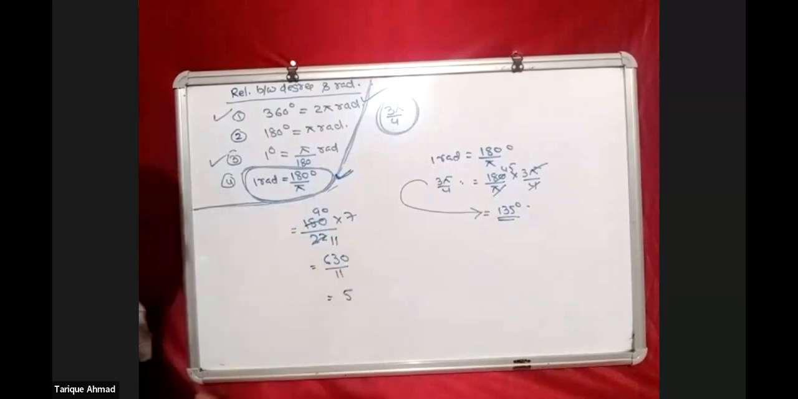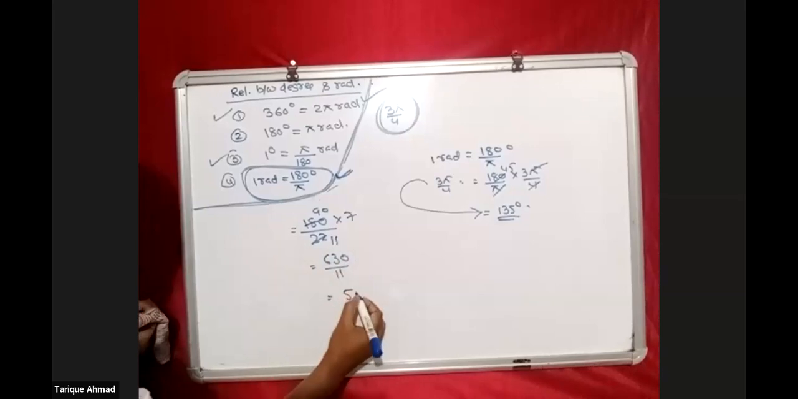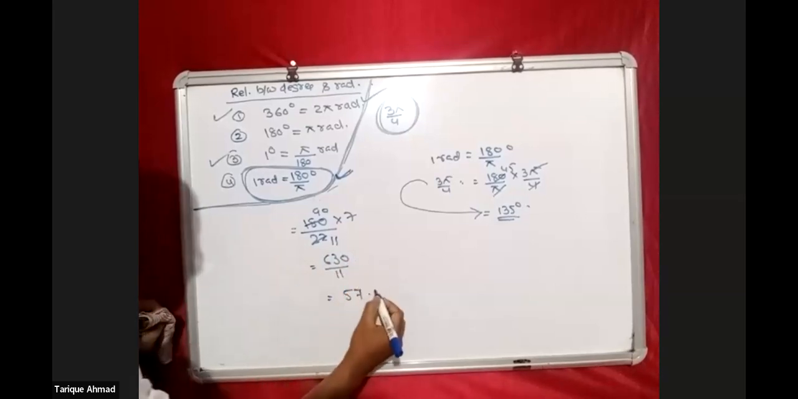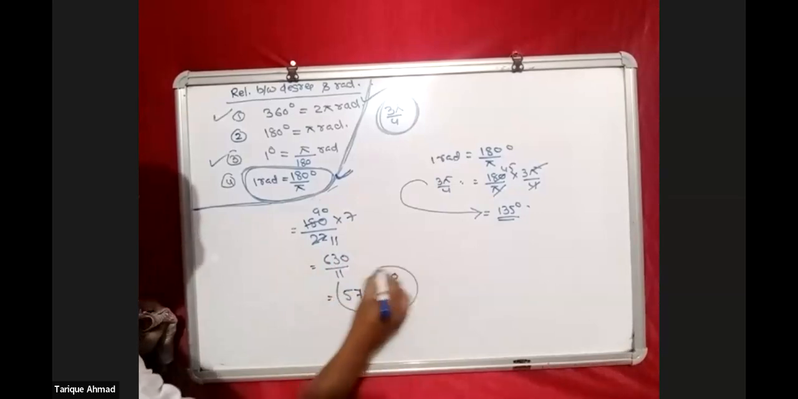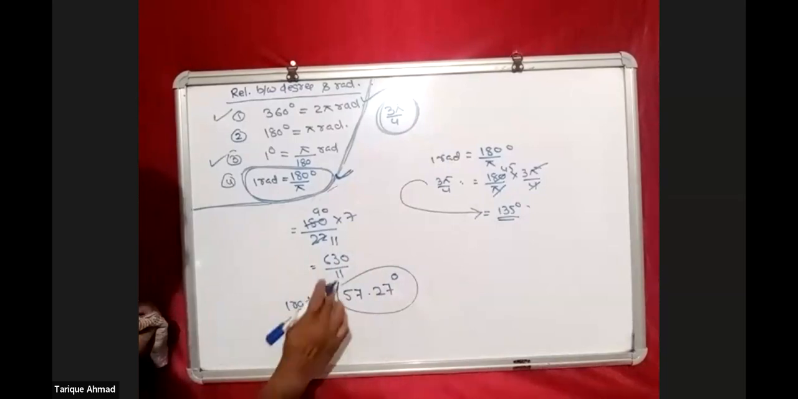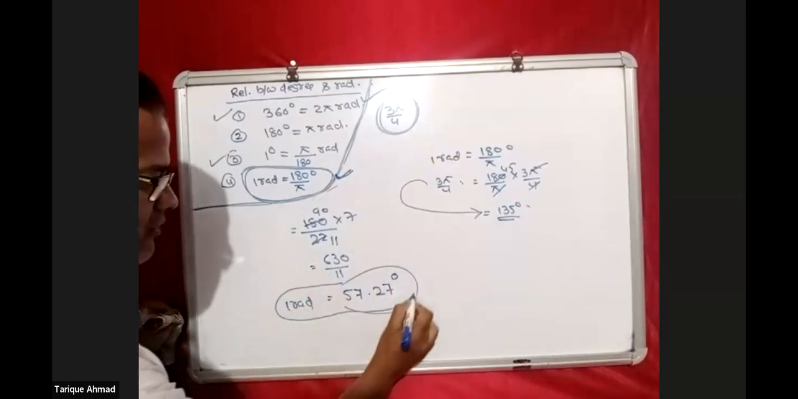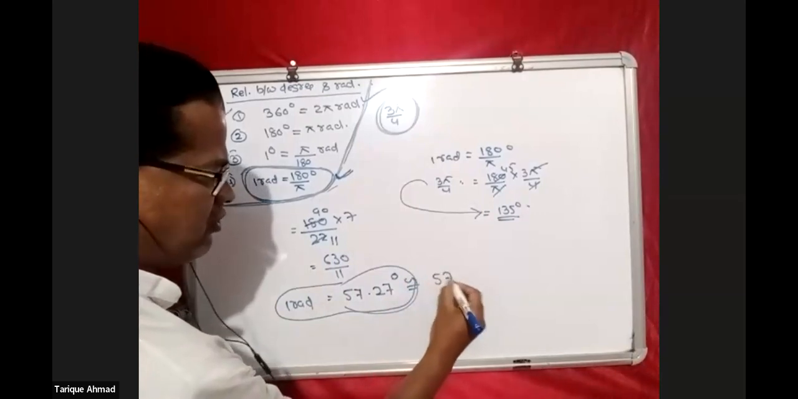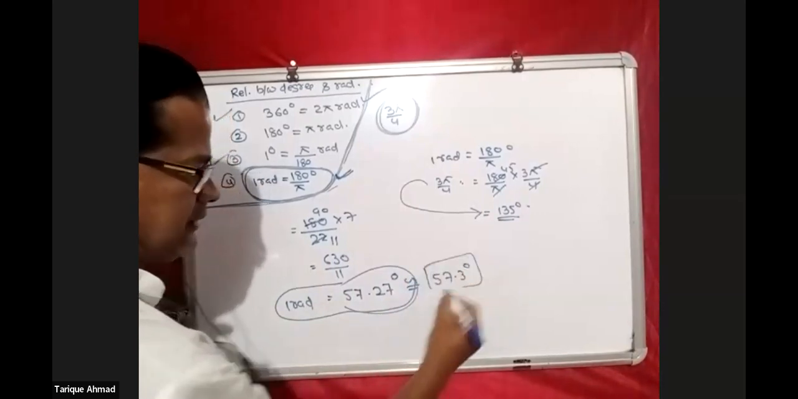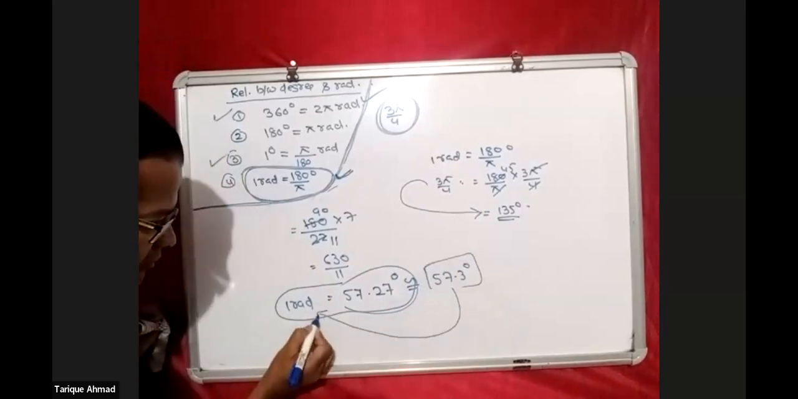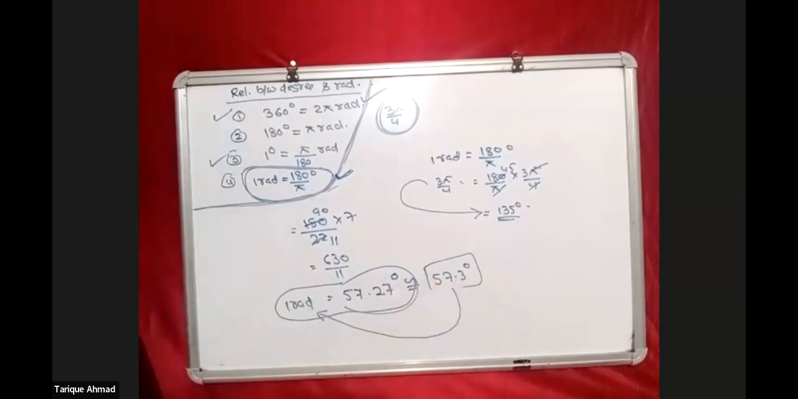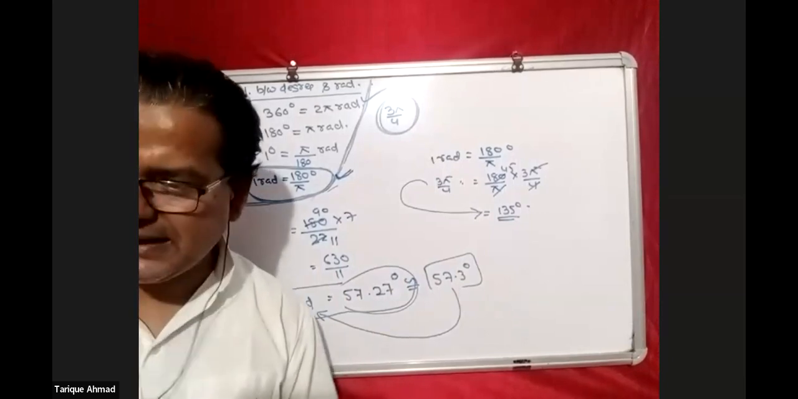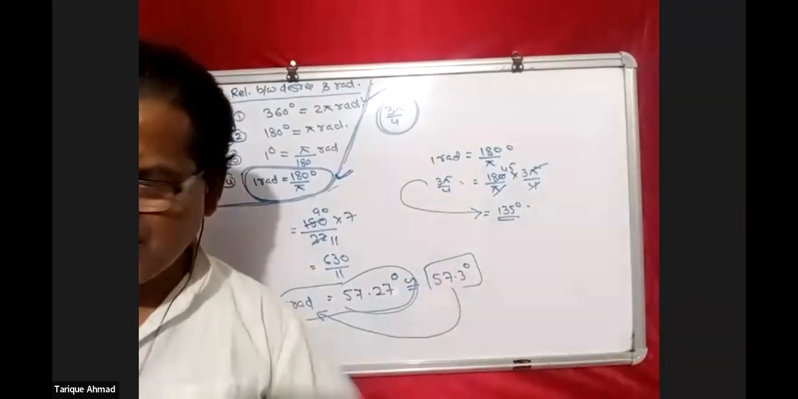11 5s are 55. Then 11 7s are 77. 30. 11 2s are 22. 57.27 degree. So 1 radian is in fact equal to 57.27, or loosely, very often we call it 57.3 degree. This is very often used in physics. We have to keep this value in our memory because we use this in physics. 1 radian, if you want to change that in degree, just multiply by 57.3.